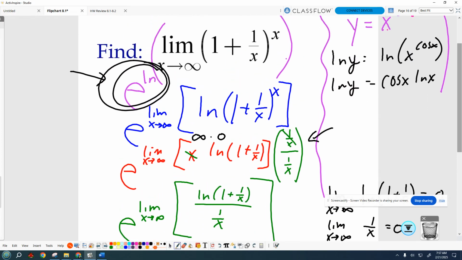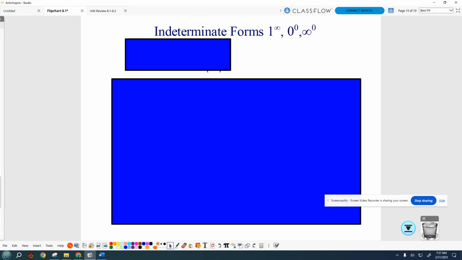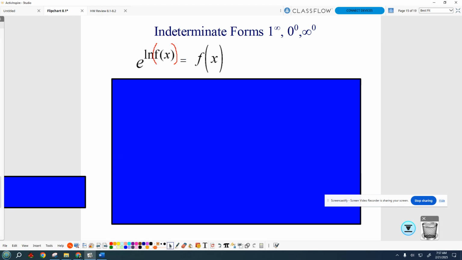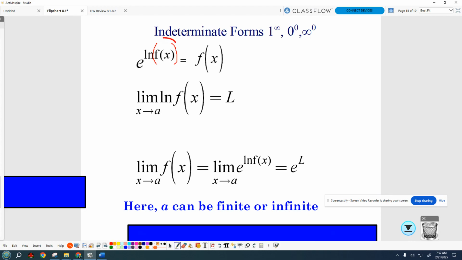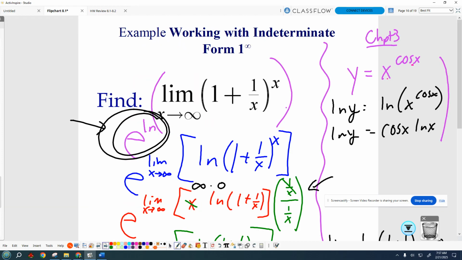Okay, and now I will show you what's covered up over here. e to the ln of the function is just the function. Often, people will just pull this part off and do this part of the problem off on the side.